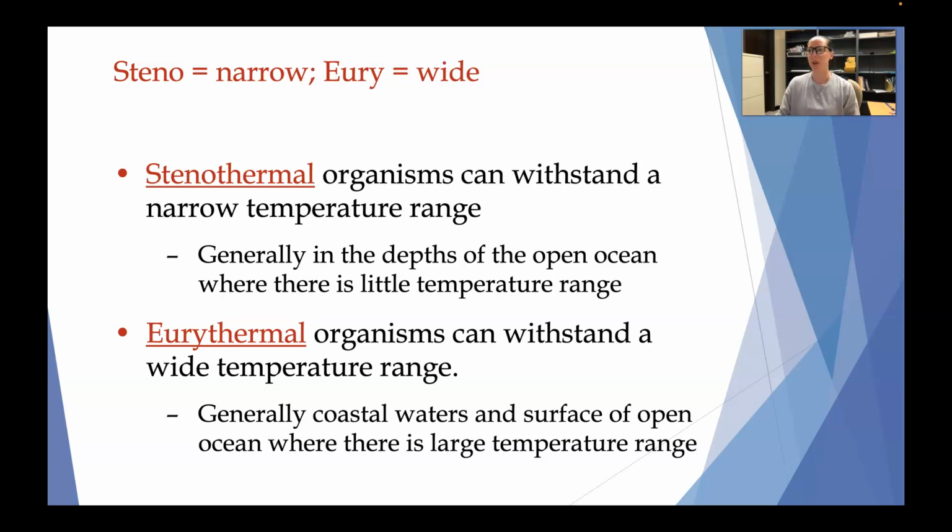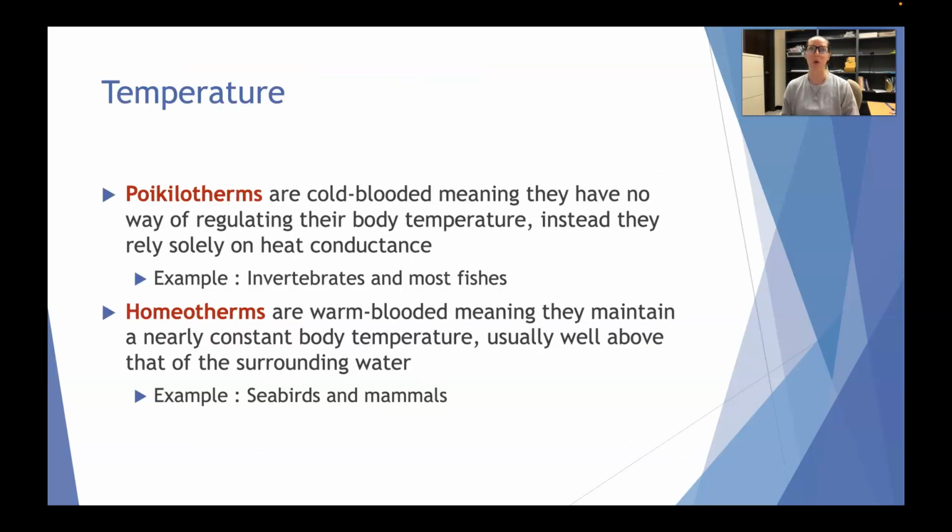And then, of course, and you've probably heard of this before, cold-blooded versus warm-blooded, basically. So poikilotherms are cold-blooded creatures, meaning that they have no way of regulating their body temperature. Instead, they rely solely on heat conductance. Some examples of that would be invertebrates and most fishes. And we have homeotherms, which are warm-blooded, meaning that they maintain a nearly constant body temperature, usually well above that of the surrounding water. Some examples of that would be seabirds and mammals.